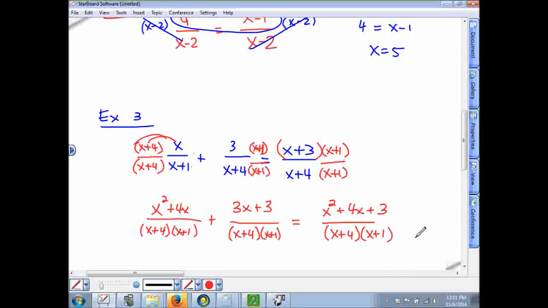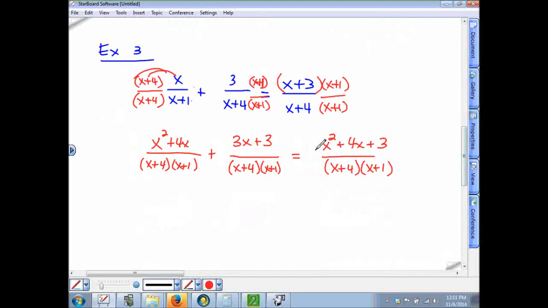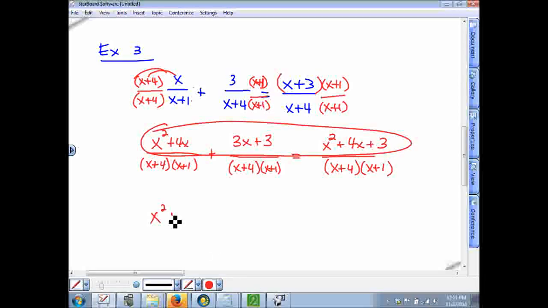Are all of the denominators now the same? So it took a little bit longer, but we're done with step 1. Step 1 is done. All the denominators are the same. Okay. Now, what's step 2? So the equation of the numerators. All I really would expect you to do at this point is take a look at what you have in the numerators. You have x squared plus 4x plus 3x plus 3 equals x squared plus 4x plus 3.